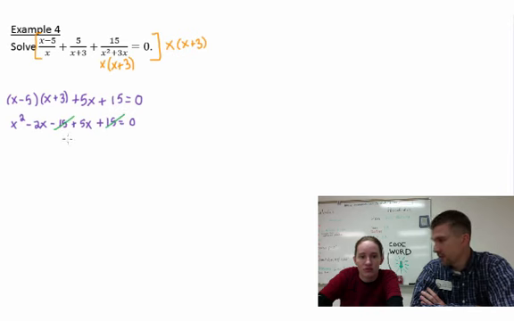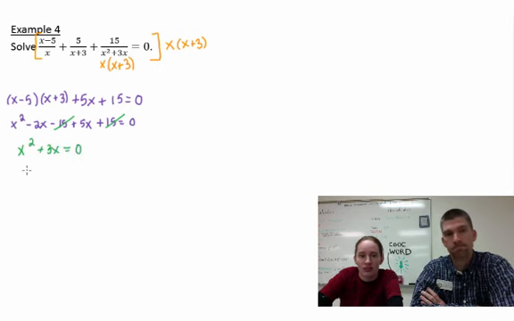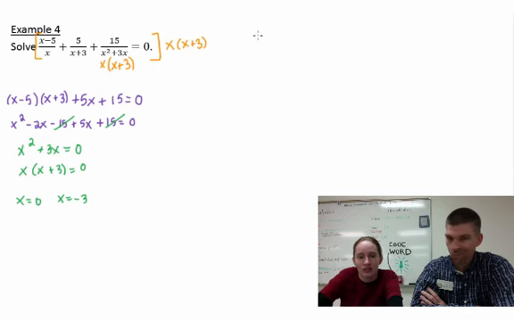Are you sure this time? X squared plus 3x equals 0. So to solve this, we would factor out an x. Hey, this is starting to seem a little familiar to me. X equals 0. I smell something fishy. X equals negative 3. If we go back to plug these in, let's see.